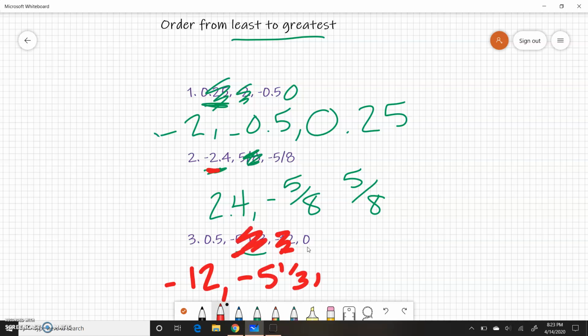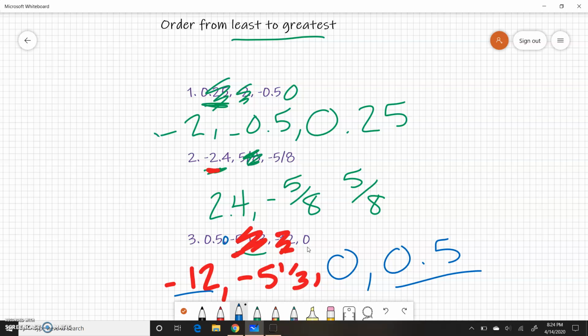Okay, now I'm left with my positives. So I have 0 or I have 0.5. Well, I told you you could think of it like money, so this is kind of like 50 cents. So what's worse, $0 or 50 cents? Well, $0 and then 0.5. So it's like you're going from the least amount of money, or the money that you owe, to the most money that you could potentially have, which in this case is only 50 cents, but hey, that's better than owing $12 to somebody.